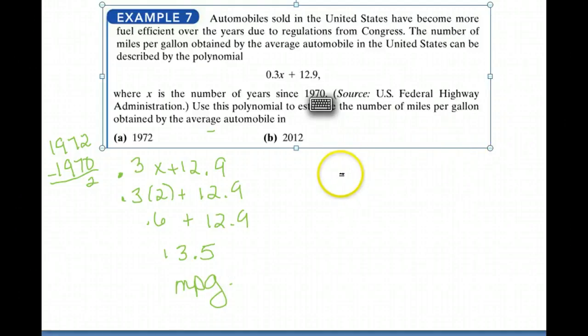Now, I would like for you to go ahead and try letter B. Follow the same steps. Press pause as soon as you're ready. Please go ahead and press play.